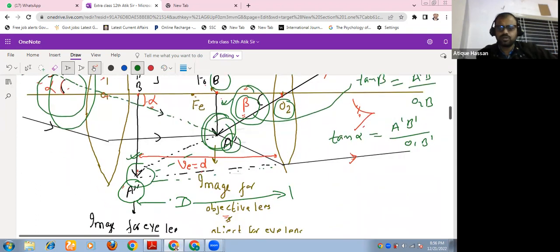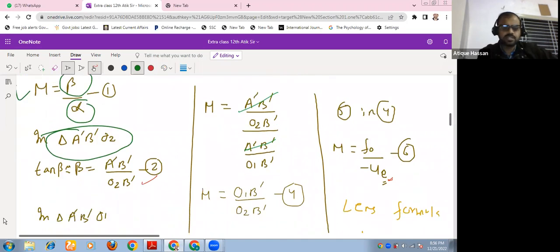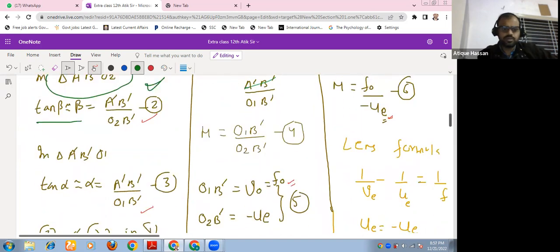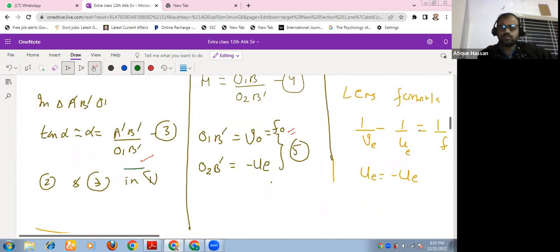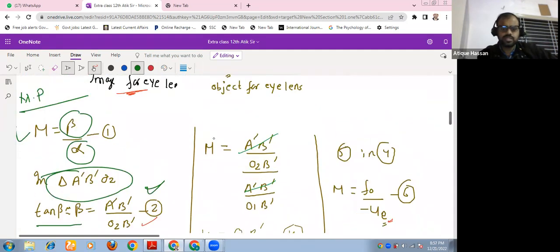This all you know from the microscope. We have also used it in the microscope. So that all of you can understand that here angles are small, so we can use these approximations. So obviously we have taken tan beta is equal to beta, and tan alpha will be equal to alpha. So now what we can do, we can take the ratio, and what is the ratio? That is m equal to beta by alpha, right?